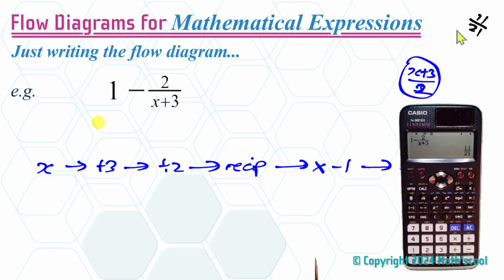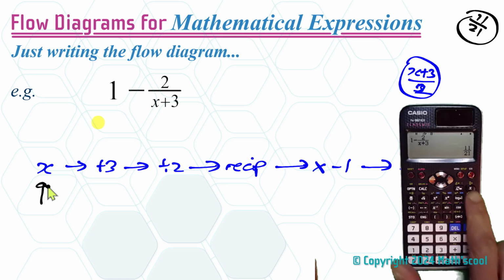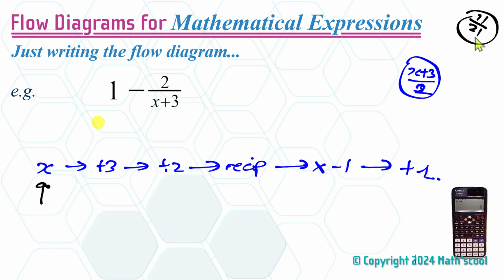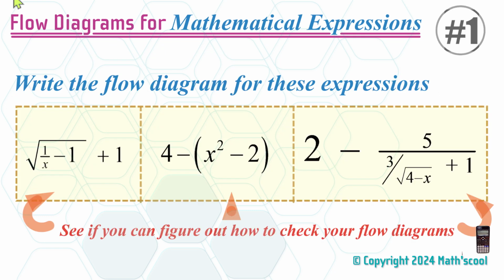11 over 21. Okay. And now what I'm going to do is x is still stored as 1.2. So I'm just going to say calculator, what's x? And then I'm just going to follow these steps. So I'm going to add 3. Then I'm going to divide by 2. Then I'm going to recip. Remember, recip is x to the power -1. So it's that button there to the power -1. And then times -1. And then plus 1. And it gives me 11 over 21. So I've checked that that flow diagram is correct. Okay, so that's your first question that you need to do.